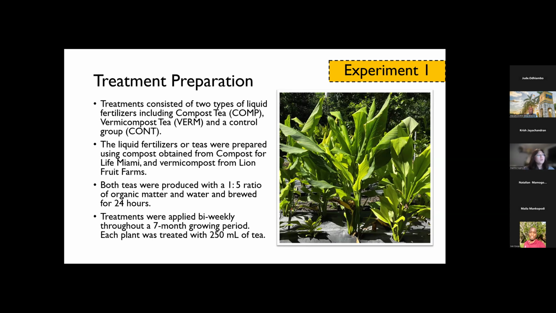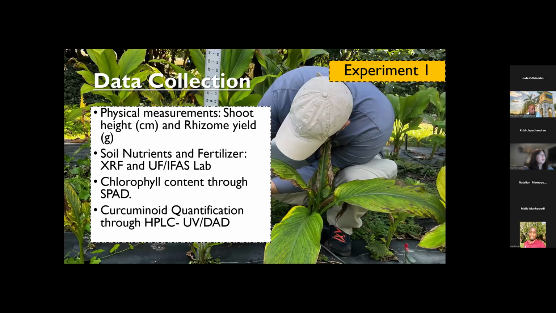Treatments were applied biweekly throughout a 7-month growing period. That means that I technically fertilized my plants about 14 times. Each plant was treated with 200 milliliters of tea, and I was hand watering them. I hand watered every single plant and directly poured it onto the base of the plant, right on top of where the rhizomes would be growing.